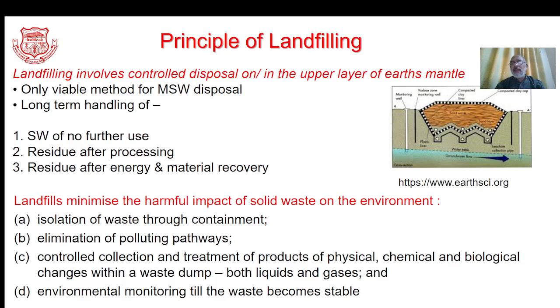Even for the modern landfills, we consider it to be the only viable method for solid waste disposal. This we expect to have at certain places which will be convenient according to the category of the landfills. Broadly, we can say that landfilling involves controlled disposal on or in the upper layer of the Earth's mantle.